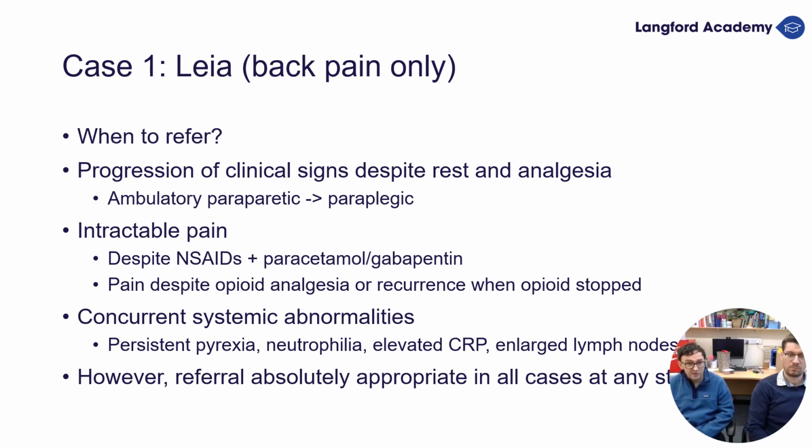Signs of concurrent systemic disease are also a sign to refer, just because it might change the differential away from a disc extrusion to another pathology that might need intervention. So if the patient has persistent pyrexia, if you identify neutrophilia, if you identify signs suggestive of inflammation like a raised CRP, or there are systemic clinical exam findings such as enlarged lymph nodes, those are all reasons to make an urgent or emergent referral. However, we'd like to stress we're always happy to have a case referred to us, even if it's ambulatory or just back pain alone. It just depends on the severity and the time frame we'd need to see it in urgently. But any concerns, we're always happy to see a case in.